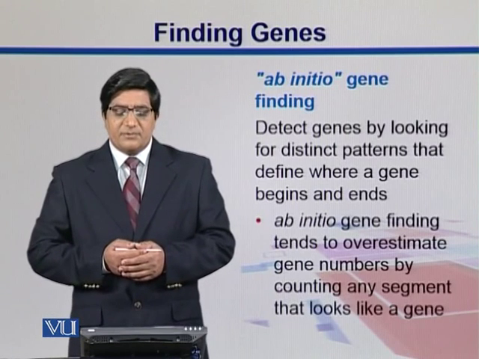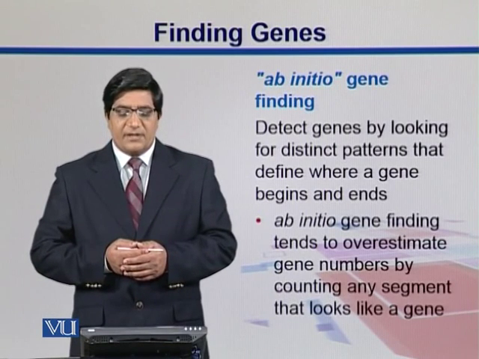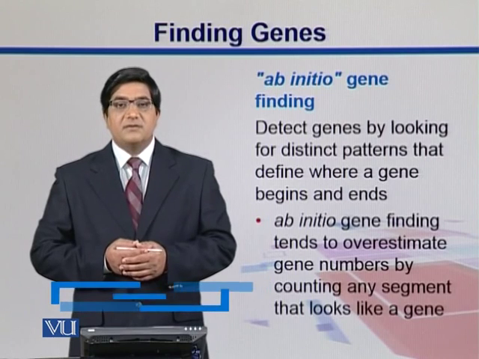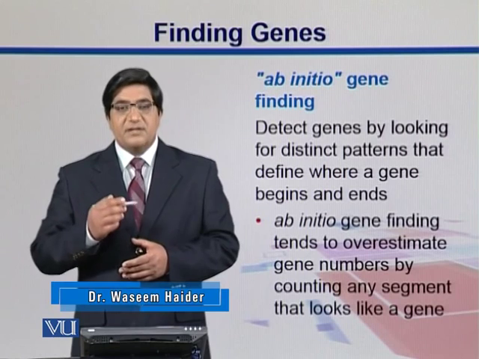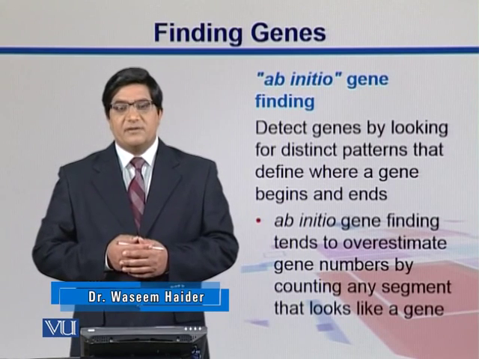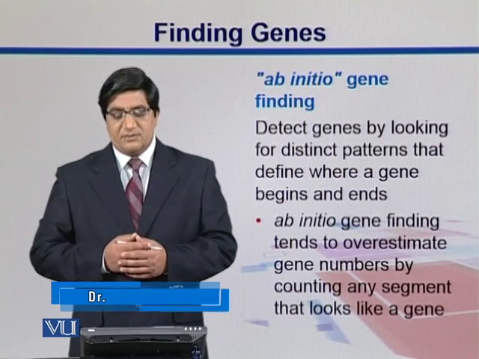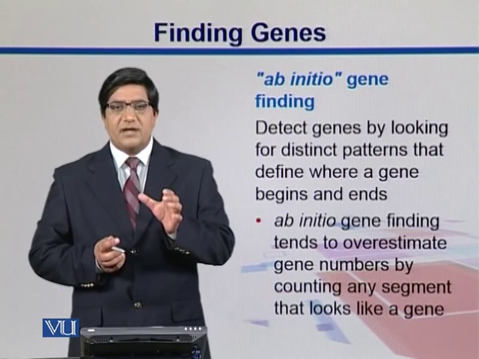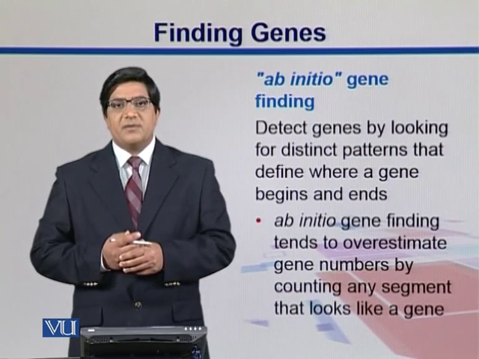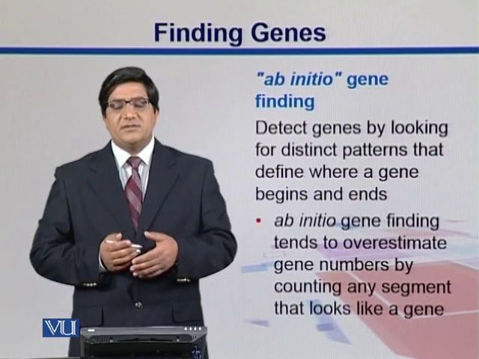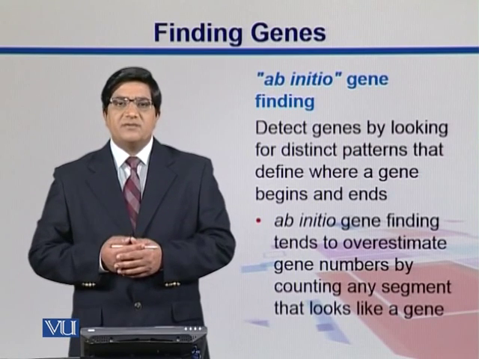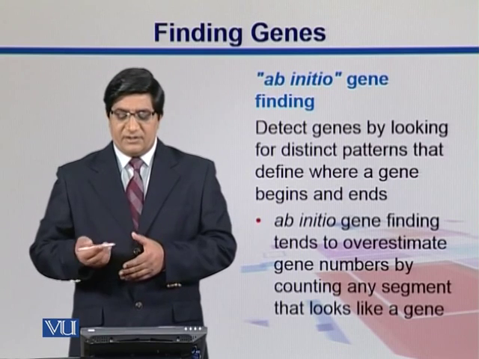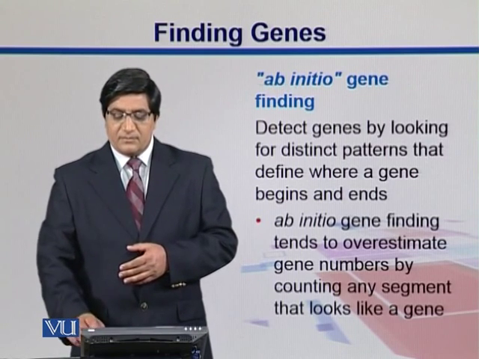In ab initio approaches, we detect genes by looking for distinct patterns that help us define a gene. These ab initio approaches tend to overestimate the gene numbers. Any segment that looks like those patterns might get a call as a gene, but that may not be true. This kind of issue we call overestimation.